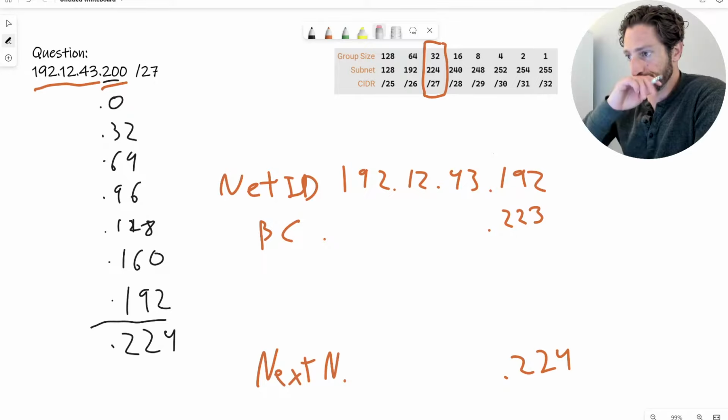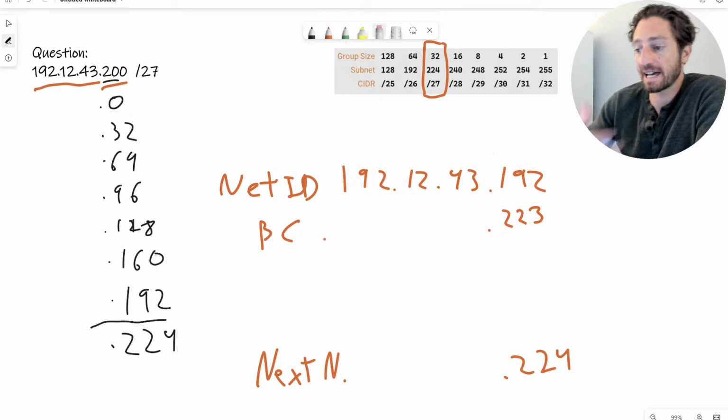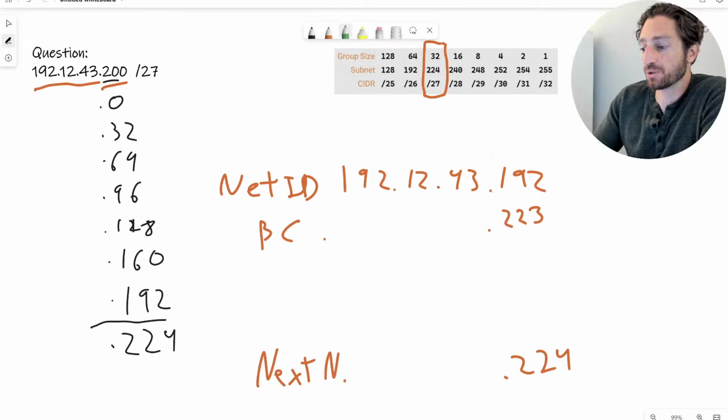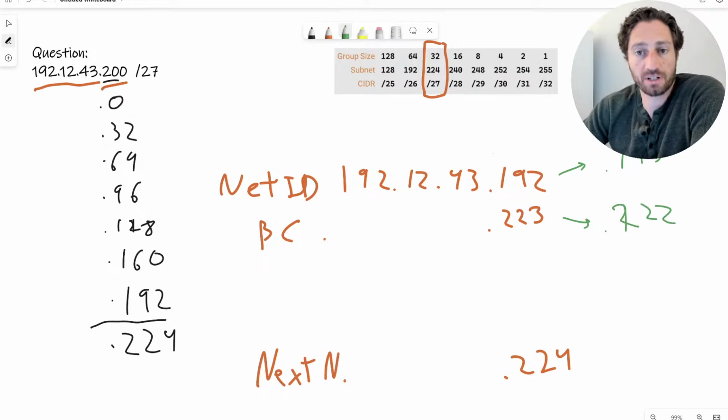From there, if I wanted to solve for first host IP and last host IP, all I would do is add 1 to this guy. So my first host IP address would be .193, and subtract 1 from this guy. My last host IP address would be 222. And so that right there tells me the host range.